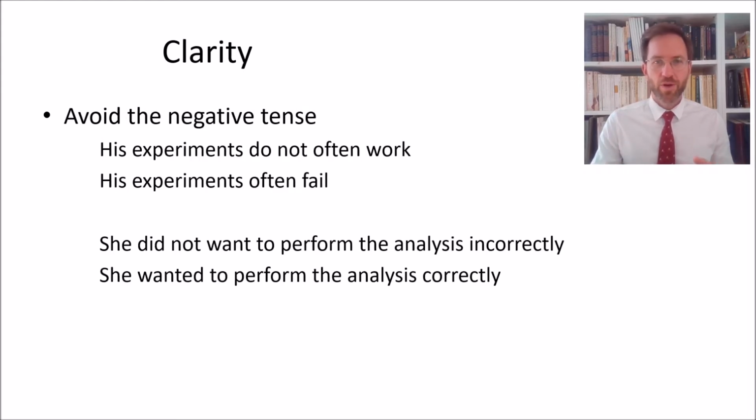Here's a little more about clarity. Let's try to avoid the negative tense. An example is, "His experiments do not often work." Instead, you can say, "His experiments often fail." Once again, this is all about higher signal. If the reader doesn't have to decode negatives, double negatives, and so on, it's going to be more clear, more direct what you're trying to say.